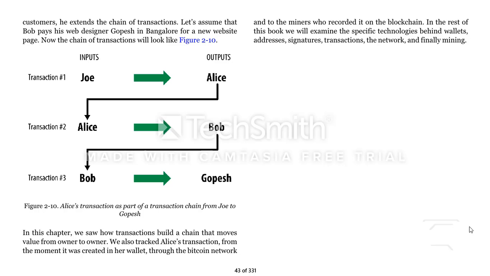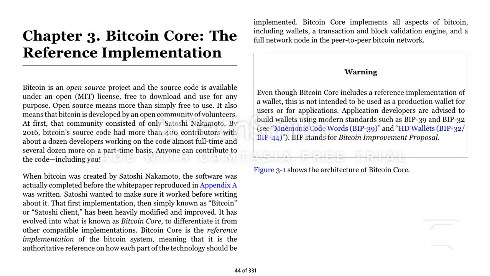In this chapter, we saw how transactions build a chain that moves value from owner to owner. We also tracked Alice's transaction, from the moment it was created in her wallet, through the Bitcoin network and to the miners who recorded it on the blockchain. In the rest of this book we will examine the specific technologies behind wallets, addresses, signatures, transactions, the network, and finally mining.